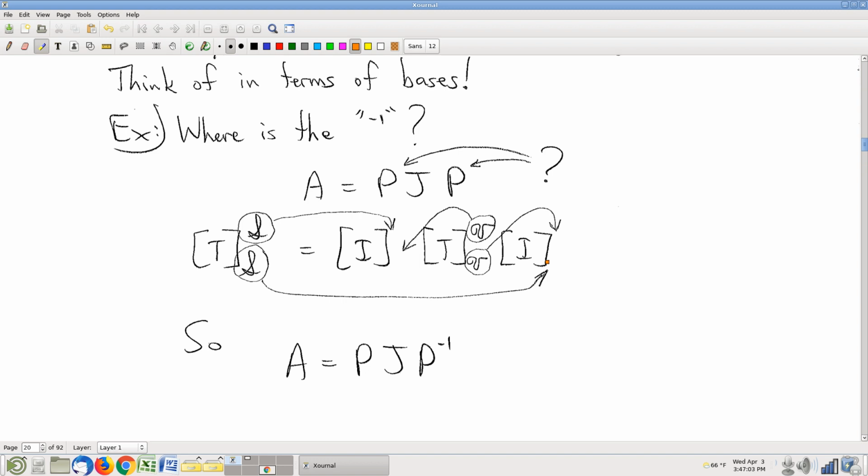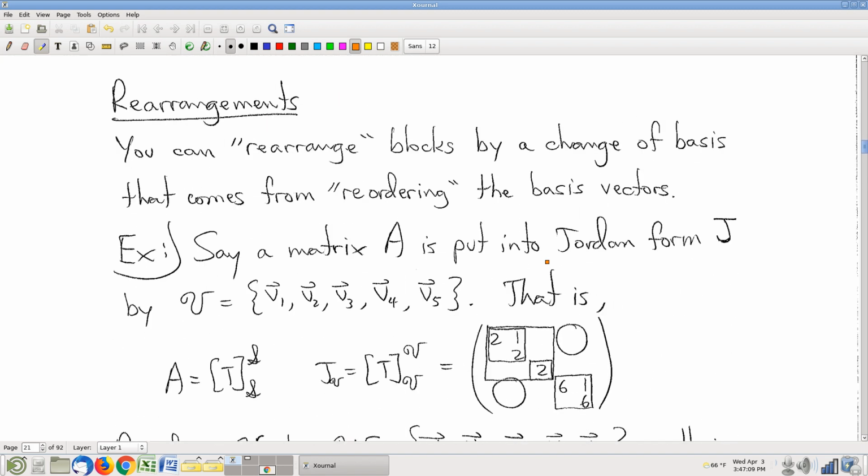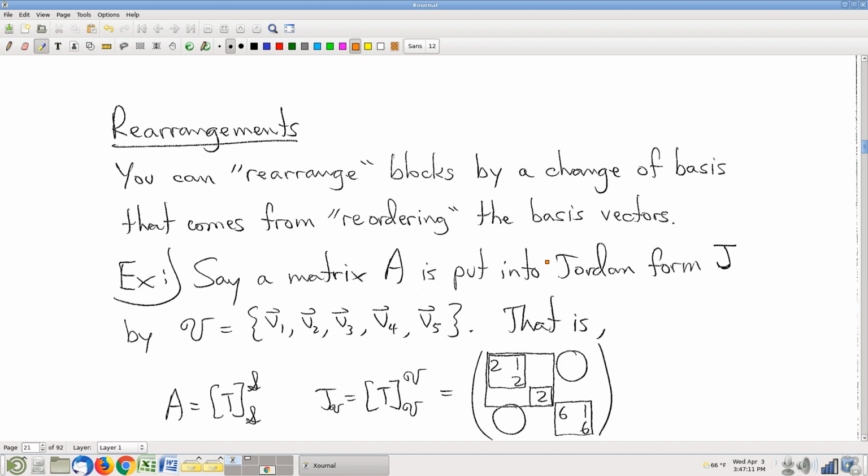All right. So next thing we're going to talk about is rearranging blocks. Why we care about rearranging blocks inside of a Jordan form is going to take until the next page, so bear with me. It has to do with the question of whether Jordan form is unique. That'd be nice, right? Reduced echelon form is unique. That's really nice.